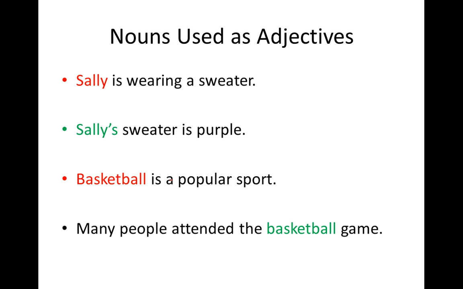Let's look at nouns and adjectives first. For example, Sally is a noun, but when you add an apostrophe S to Sally, she becomes an adjective. Let's look at this first sentence. Sally is wearing a sweater. In this sentence, Sally is a noun.